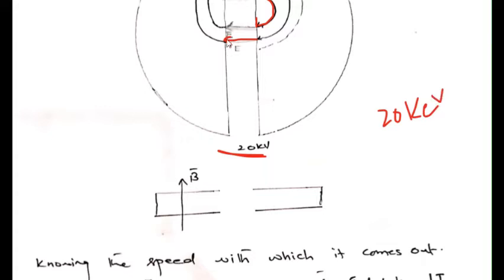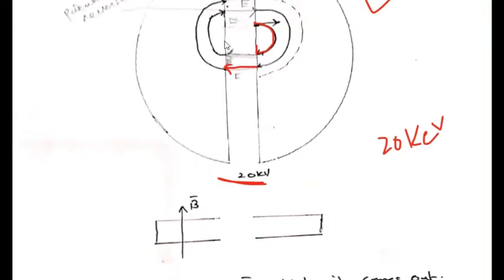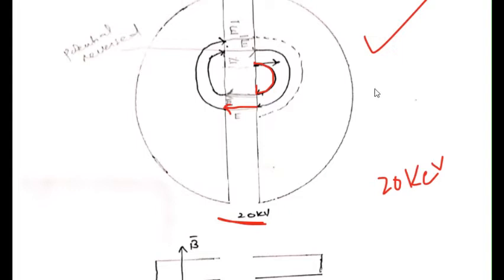When it reaches over here, obviously it has gained energy, and with that energy it has gained speed as well. So we have already seen that R is equal to mv over qB. So whenever a particle is moving with greater speed, it will have a greater radius.